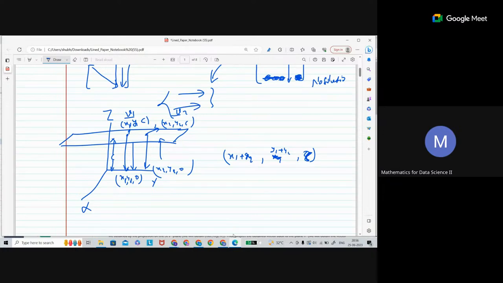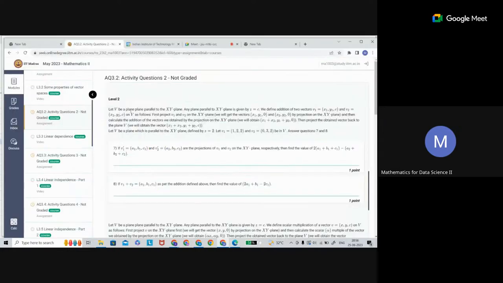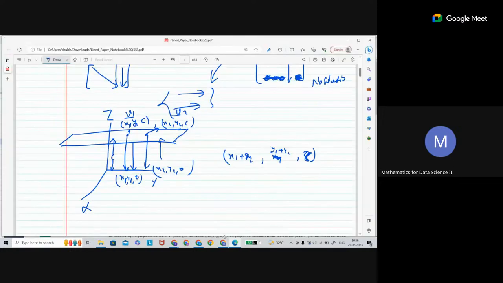Not on a vector space, this is on the set. Let V be a plane, on this plane which is parallel to XY. This will not form a vector space, but you can think of how the addition is being defined.